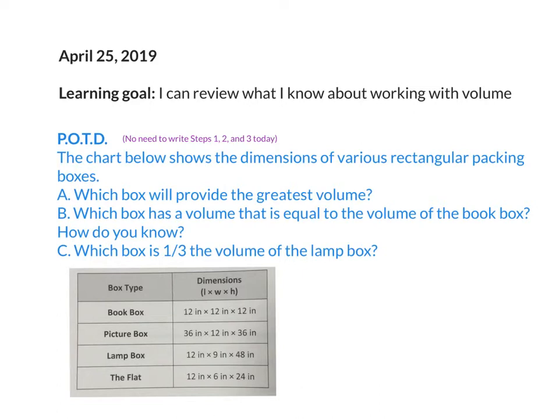Okay, today is April 25th, 2019. We're not doing a new lesson today. Today is all about reviewing what we know about working with volume because we want to prepare for our mid-module 5 test, which is tomorrow.